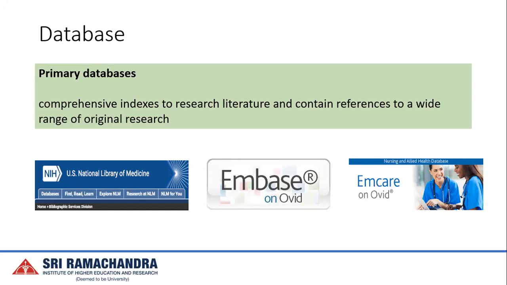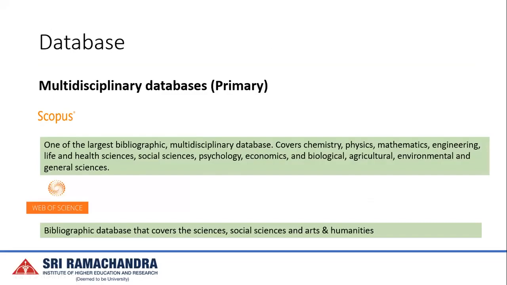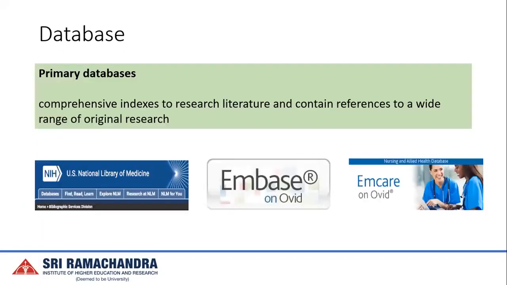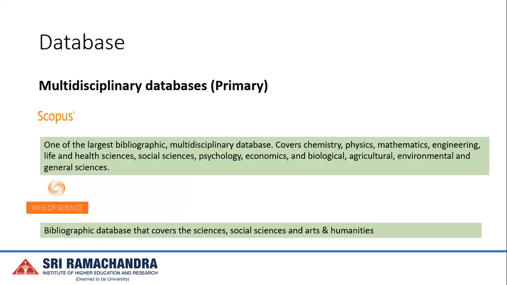That is the primary database. Now you see, there are also multidisciplinary databases. We need to understand this. The previous ones that we saw are for biomedical sciences, medical sciences. The other databases, called multidisciplinary databases, are Scopus and Web of Science. The specific databases we saw will also be there in these multidisciplinary databases.